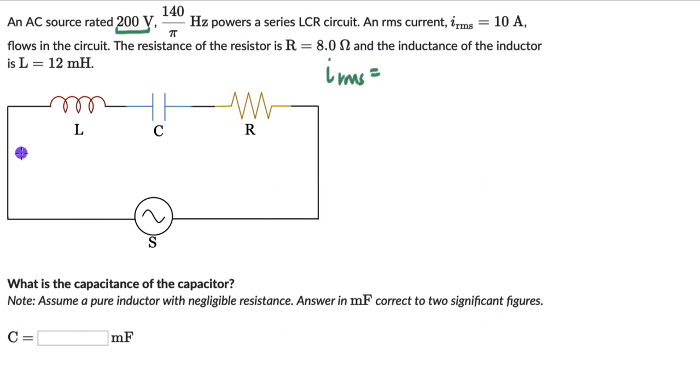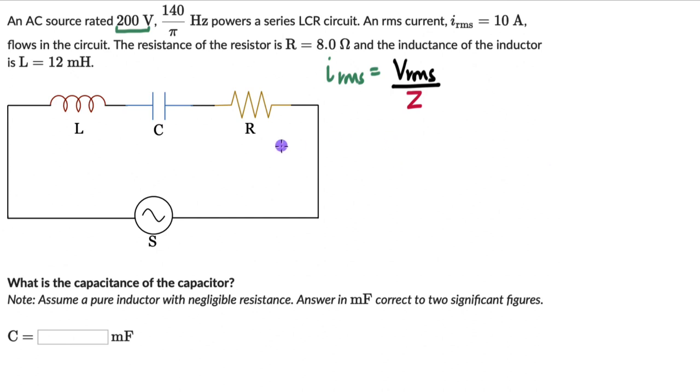The IRMS is equal to VRMS divided by some opposition, right? And the opposition in an LCR circuit is denoted by the letter Z. This is the total opposition to the current in this circuit. This collective opposition is called the impedance of the circuit.